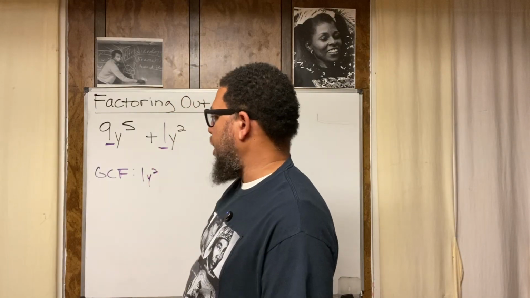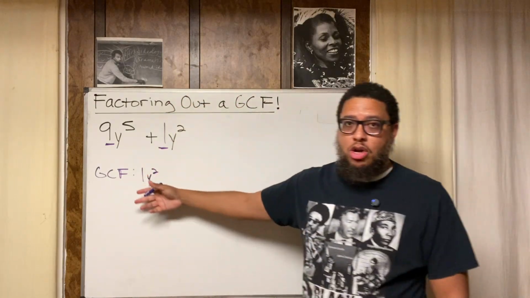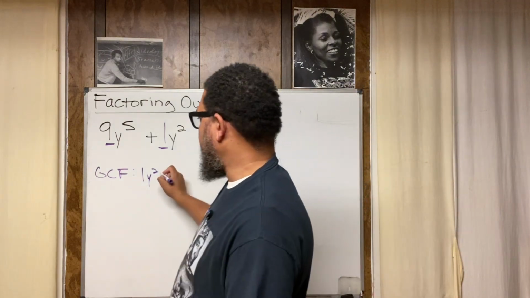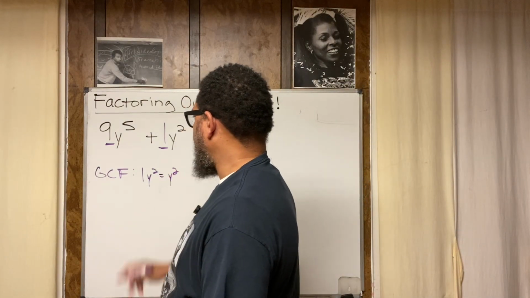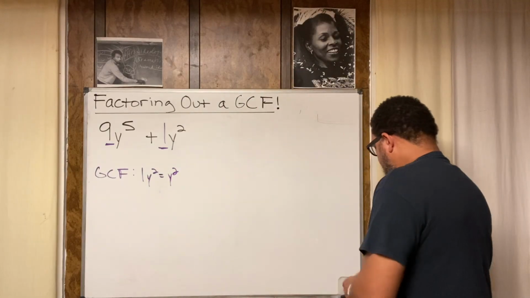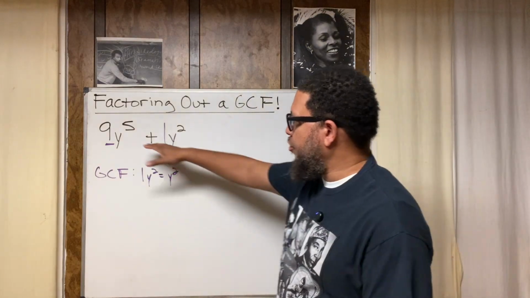So this is your GCF. And also, again, we got a coefficient of 1. Do I need to write that 1? No, I don't. So if I clean this up, the GCF is just y squared. Now, this is how I'm going to write this in factored form.